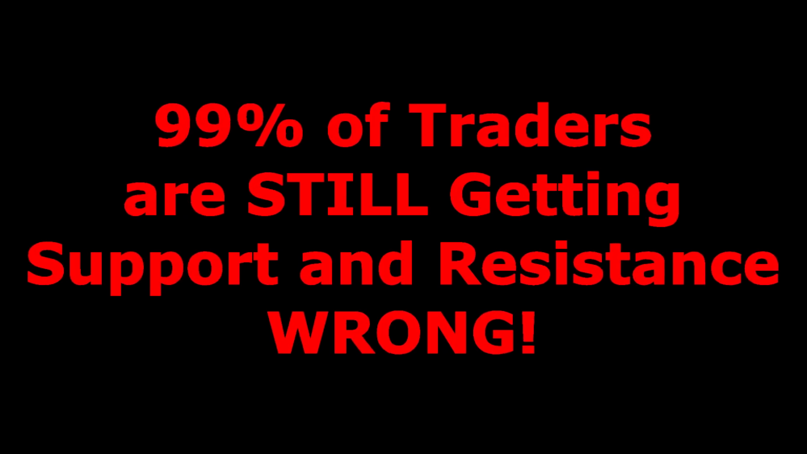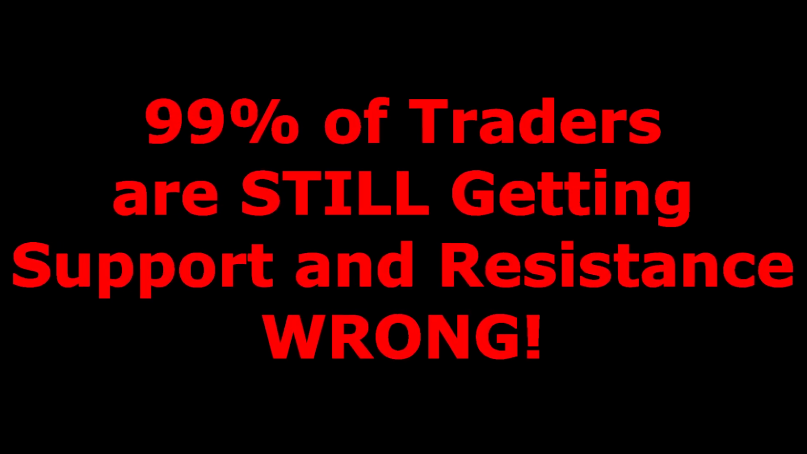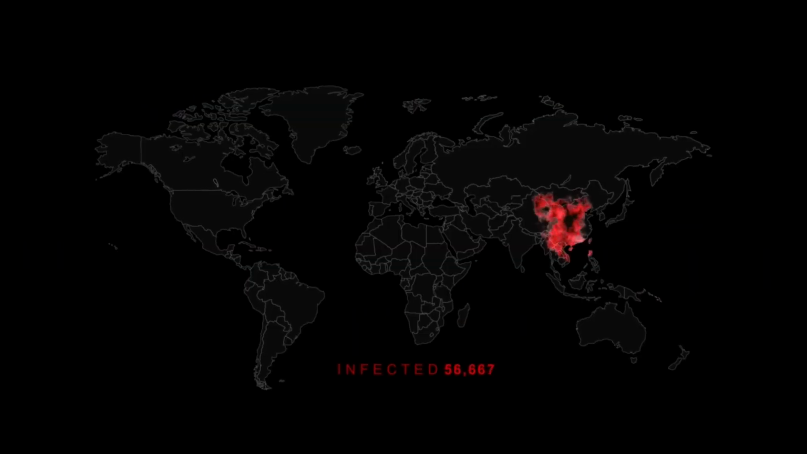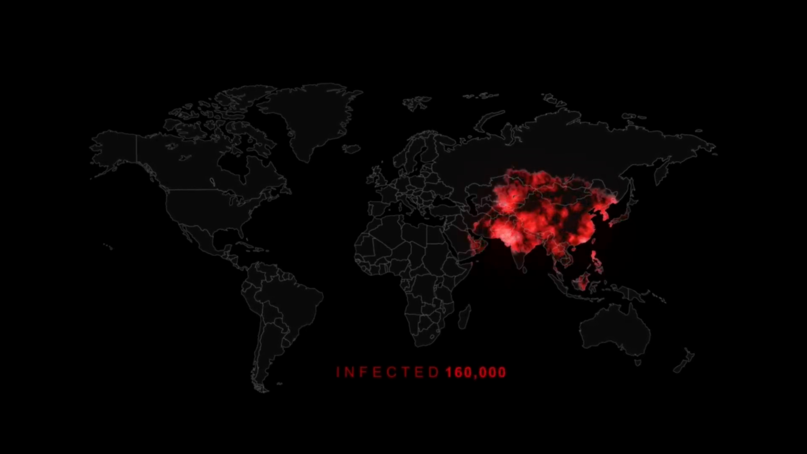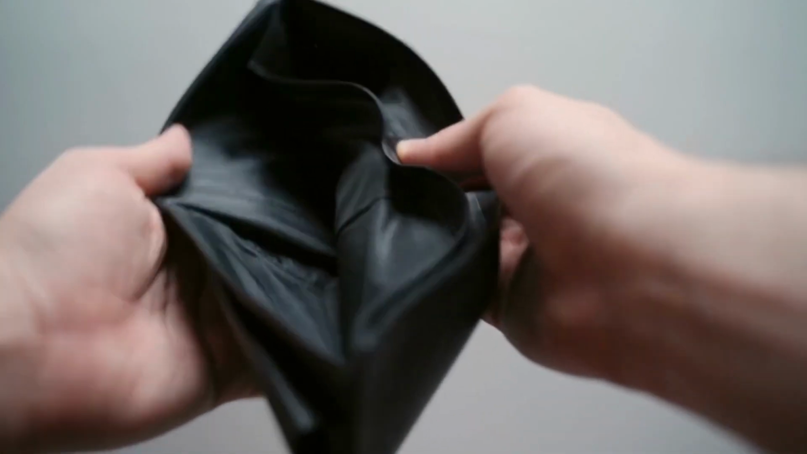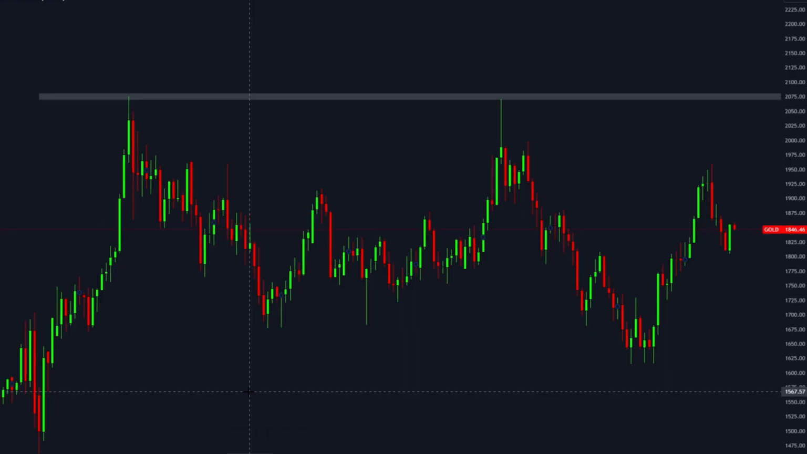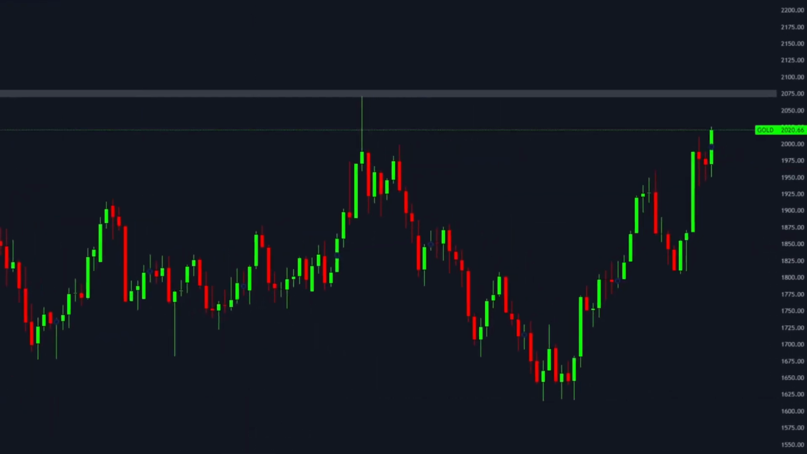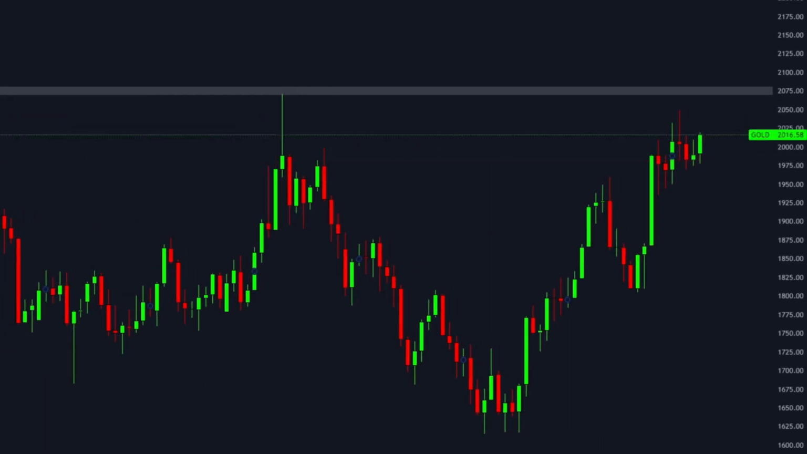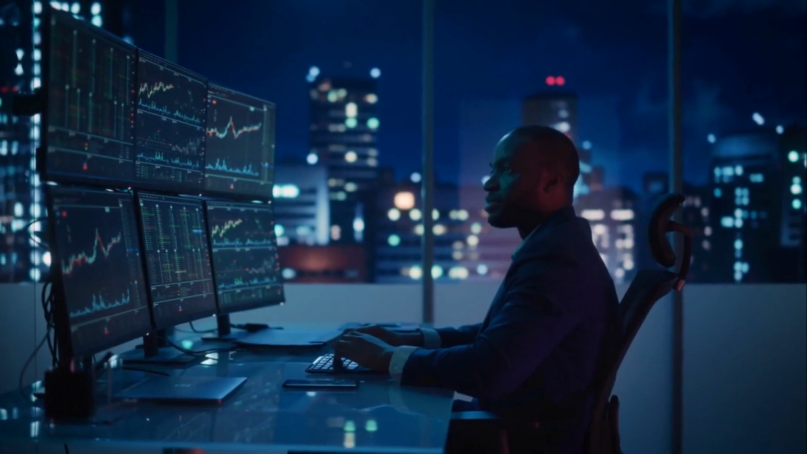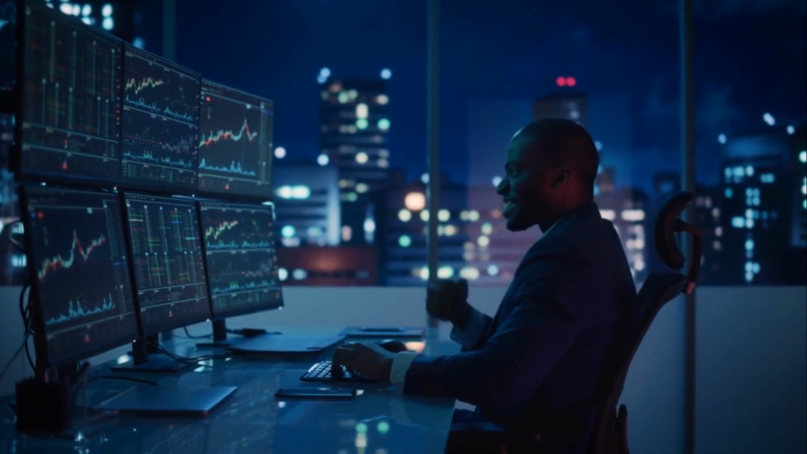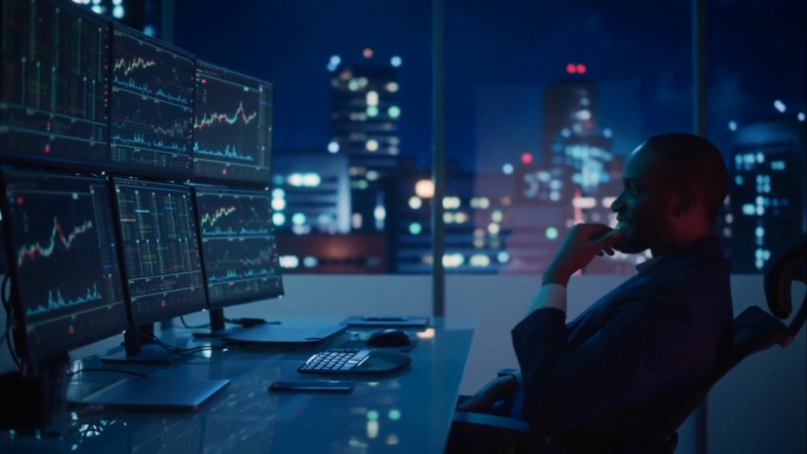99% of traders are still getting support and resistance wrong. It's a widespread issue and it can seriously damage your confidence, and not to mention your trading account. But here's the good news. It doesn't have to be this way. What if I told you that you could learn to spot the real, dependable support and resistance lines, the ones that could give you a high win rate and really boost your trading performance?